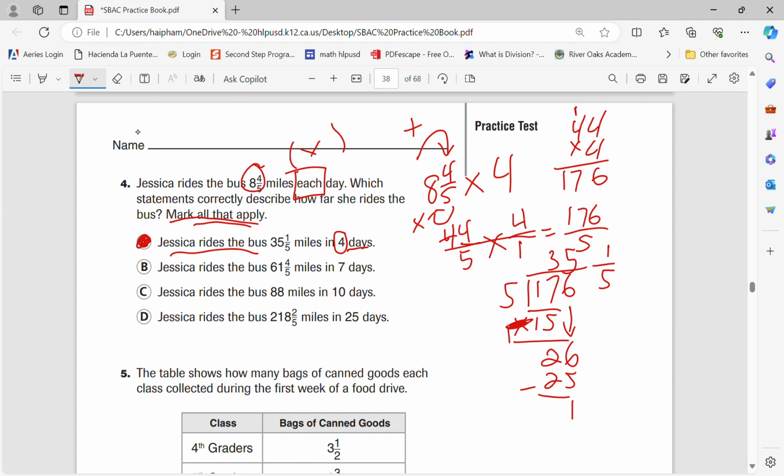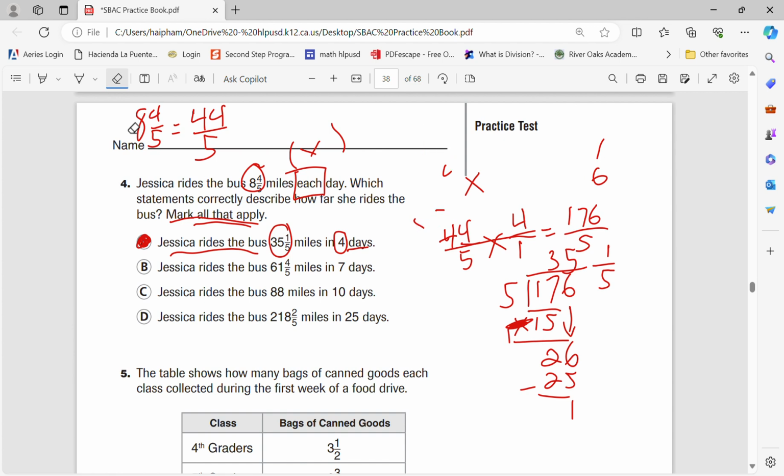She does ride the bus for 35 1/5 miles in 4 days. Let's go ahead and erase this. Oh, before we do that, let's keep note that 8 4/5 is equivalent to 44 over 5. Okay, let's go ahead and erase this to give ourselves some more space to work on the next problem.